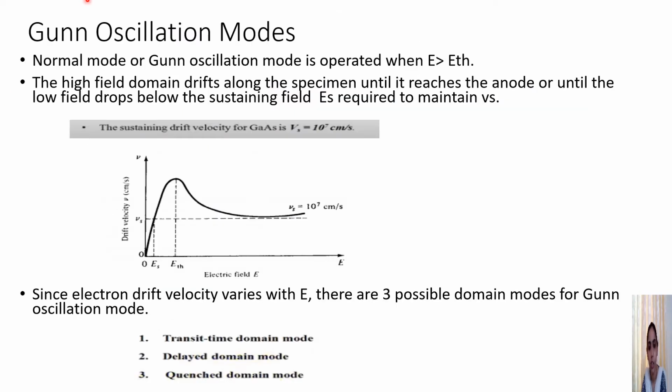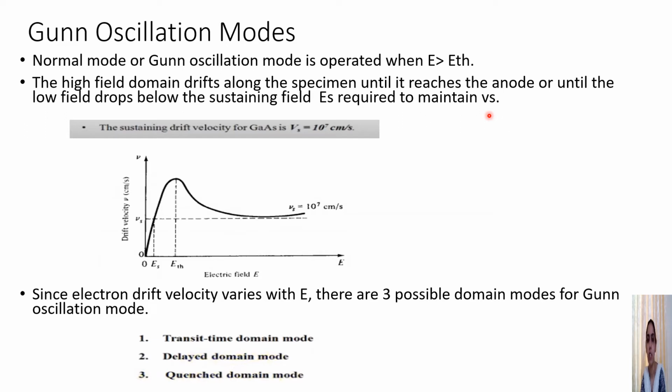Now what we have already studied is when we are applying the electric field greater than the threshold electric field, a domain will be formed and the domain will be collected. That is, from the cathode it will reach the anode, and at the anode it will be collected. So the high field domain drifts along the specimen until it reaches the anode. And one other thing we have to consider, that is until the low field drops below the sustaining field ES required to maintain VS.